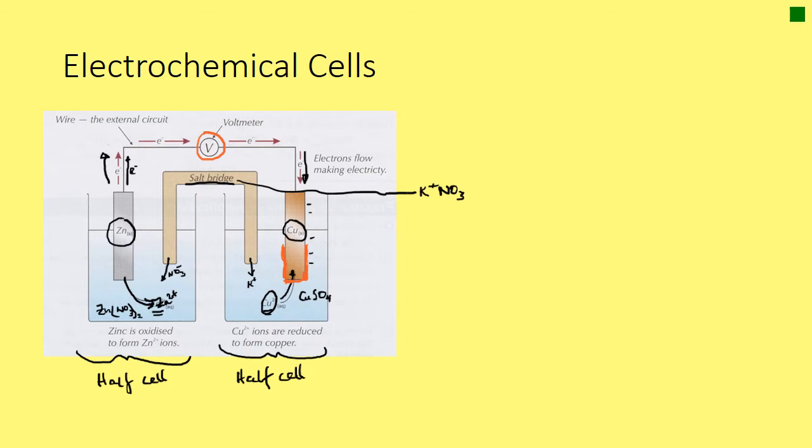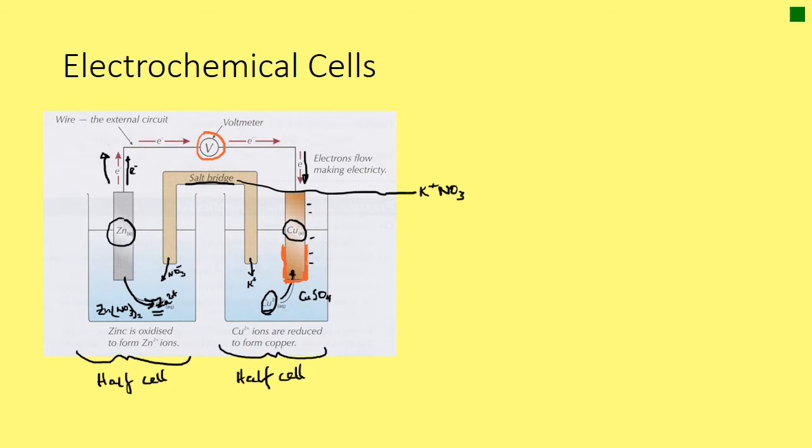So let's consider the left-hand half cell first, and as we mentioned, we've got some zinc. So this electrode is just a strip of zinc metal, and it's in a solution of, let's say, zinc nitrate or zinc sulfate. It doesn't matter what the anion is, to be honest.